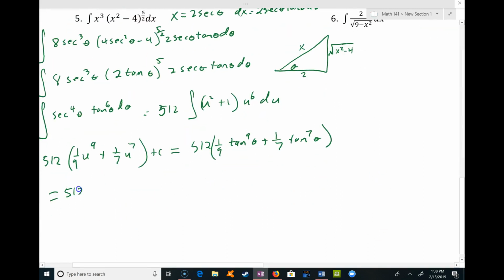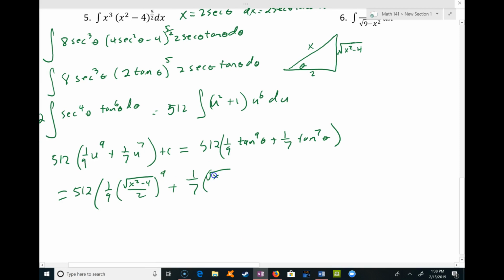So that's going to be 512 times, on top, we would have, yeah, I'm not going to do that. Let's do 1/9 times the square root of x squared minus 4 over 2 to the 9th plus 1/7 times the square root of x squared minus 4 over 2 to the 7th plus c.